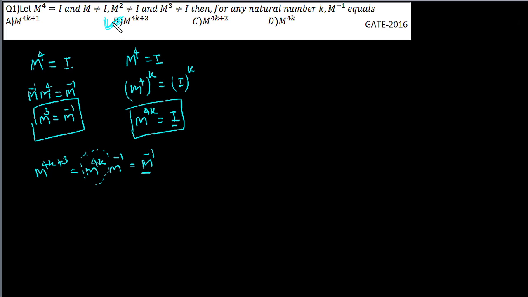Okay, let's move to the next question. Question 2 says the value of x for which the matrix A. We are given matrix A, which is 3 cross 3, and here x is an unknown. We have to find the value of x such that at least one eigenvalue of this matrix will be 0.